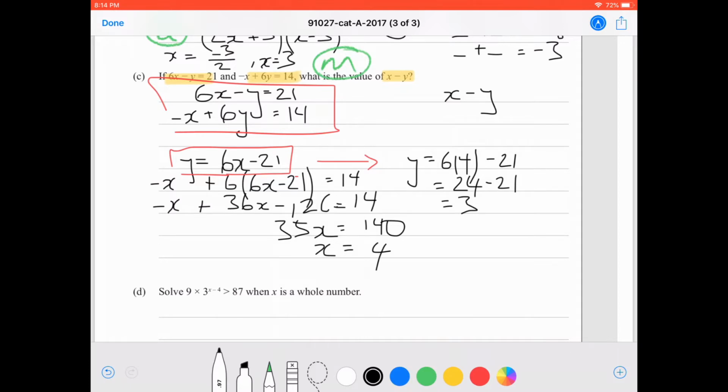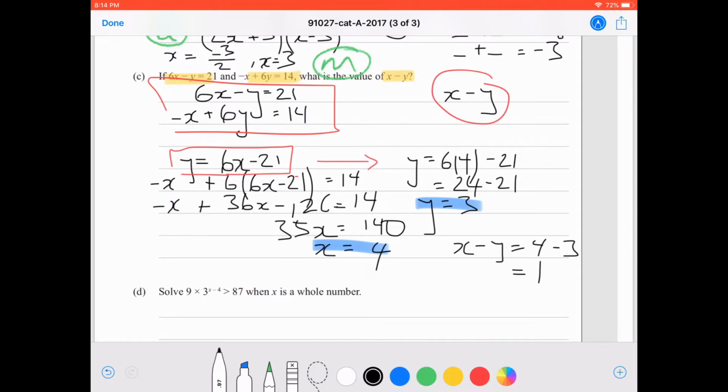Okay, we've got our value for x and we've got our value for y. Now we can go ahead and solve x minus y. Let's do it down here. So x minus y equals 4 minus 3, and that equals 1. Okay.